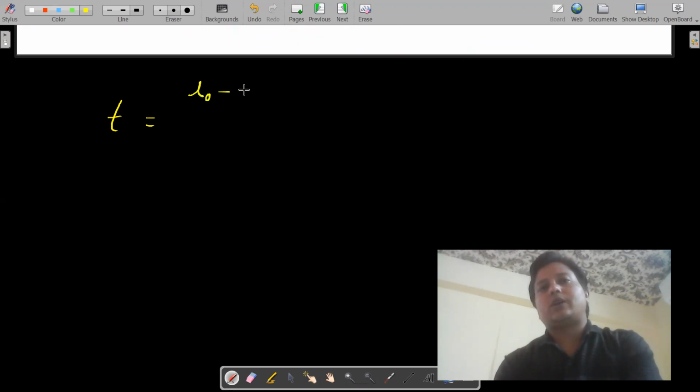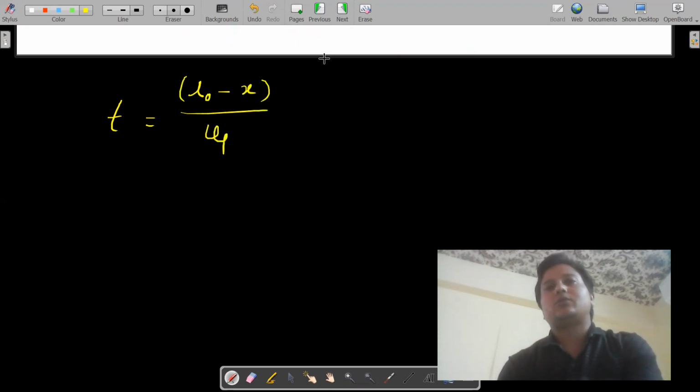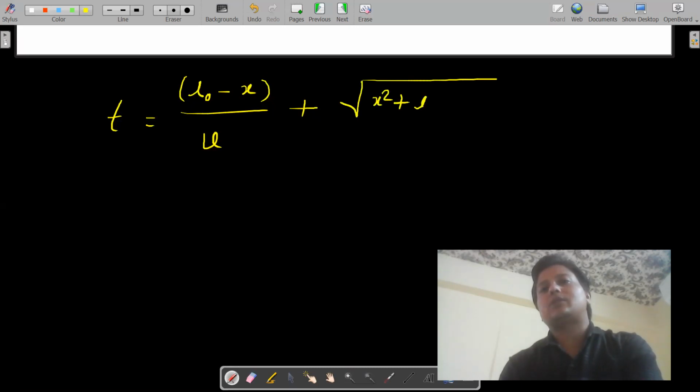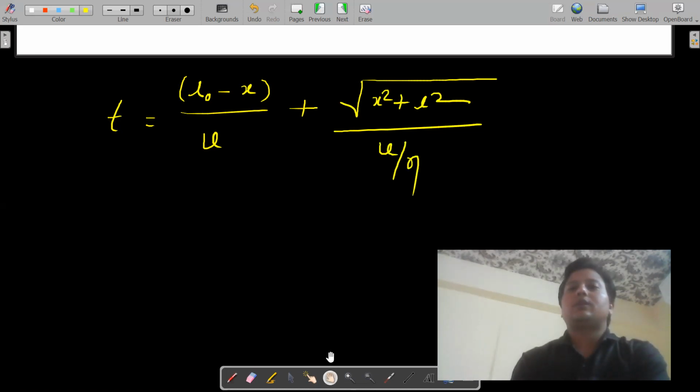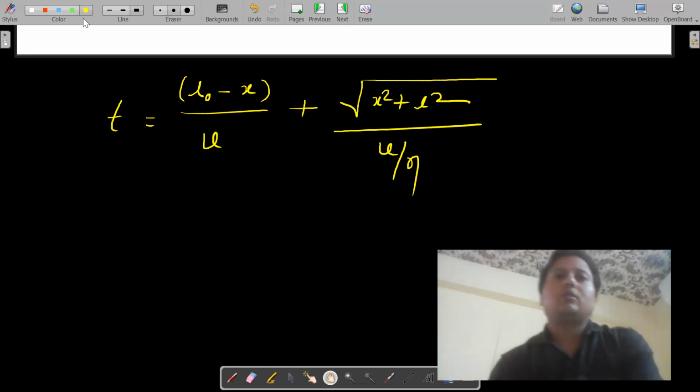L naught minus x upon u1 or u, and the second time is in the field. And what is that distance? That distance is root of x square plus l square, and the speed is u over eta. So this is the required time in which the body goes from A to the final point B.